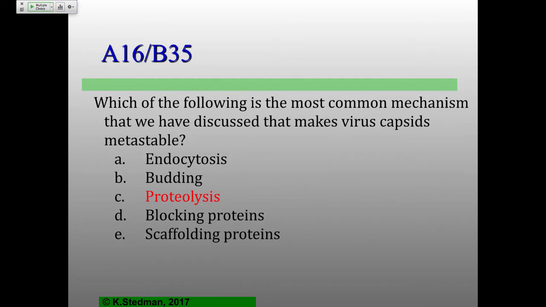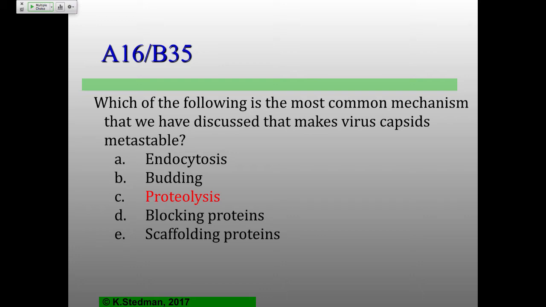On the other hand, this one's much more important, so I wanted to spend a couple of minutes talking about it. Which of the following is the most common mechanism we've discussed that makes virus capsid metastable? This is the whole idea of your capsid, and I finally got my printout of one of them here today, a 3D printed version of a plant virus we'll be talking about a little bit later.